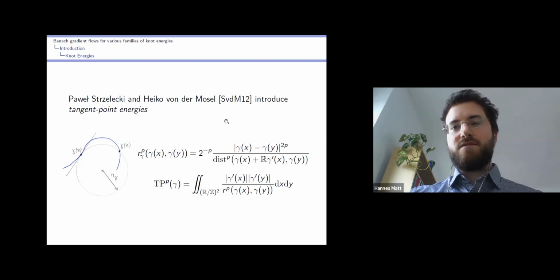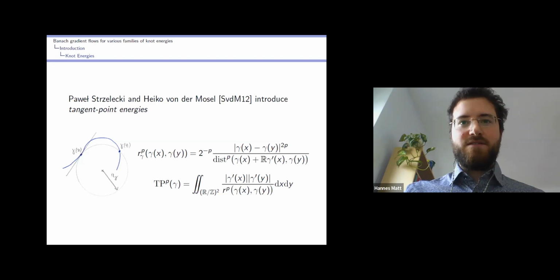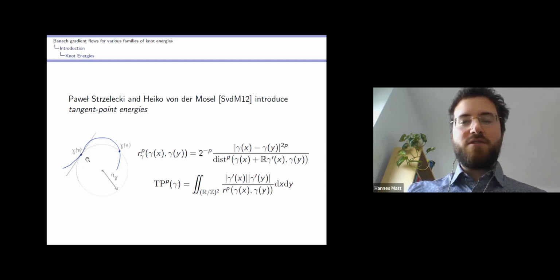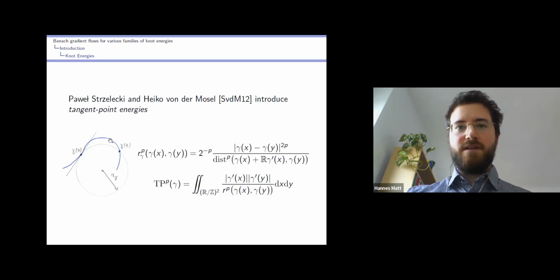So the next class of knot energies I would like to talk about was introduced by Paweł Strzelecki and Heiko von der Mosel in 2012, the so-called tangent-point energies. This energy is the first of the 3 that is not symmetrical in the 2 points gamma of x and gamma of y. So the energy is pointwise defined as the inverse of the radius of the unique circle passing through both points, but that is also tangent to the curve in this 1 point. So we can then integrate this pointwise density to get the tangent-point energies.